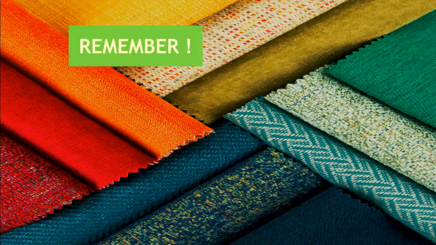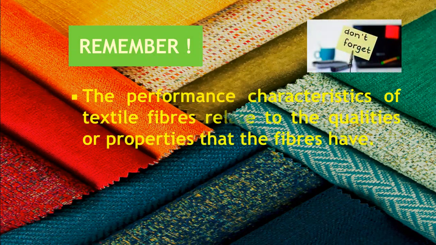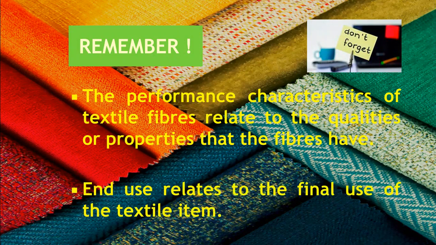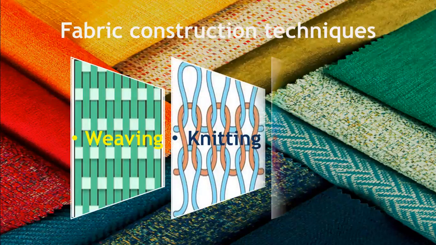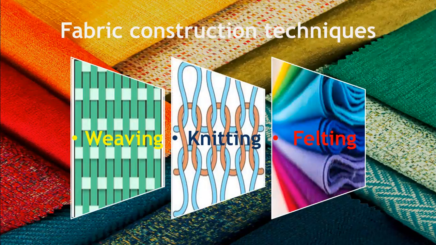Remember from what you have learned in grade 8. The performance characteristics of textile fibers relate to the qualities or properties that the fibers have. End use relates to the final use of the textile item. There are three main methods of fabric construction techniques. They are weaving, knitting, and felting.